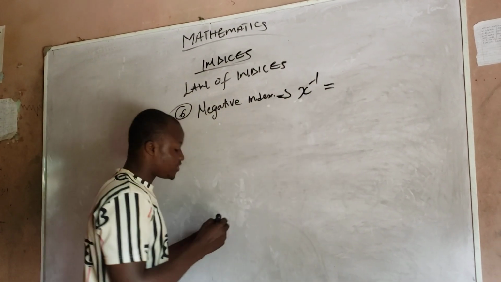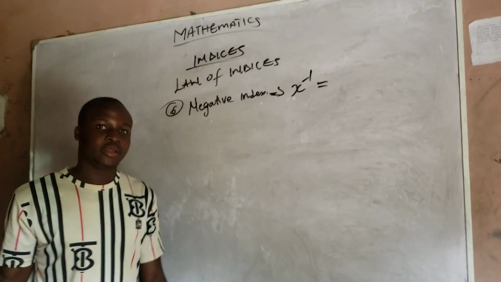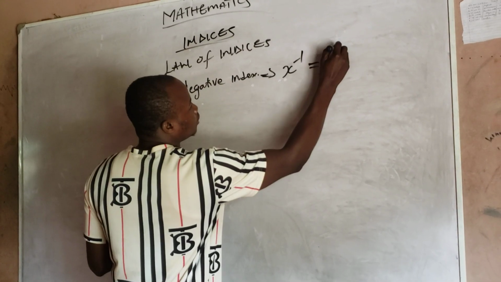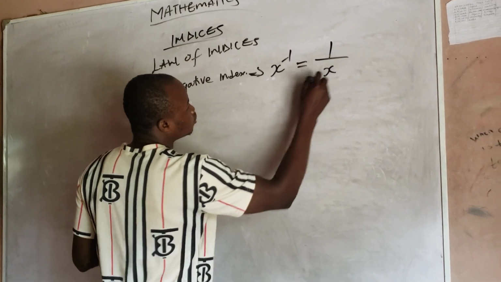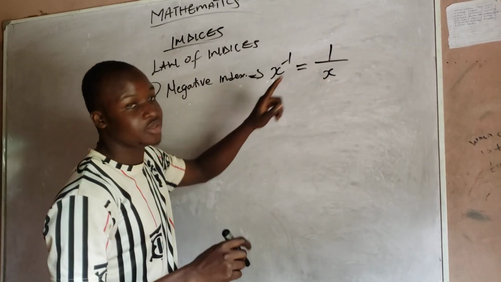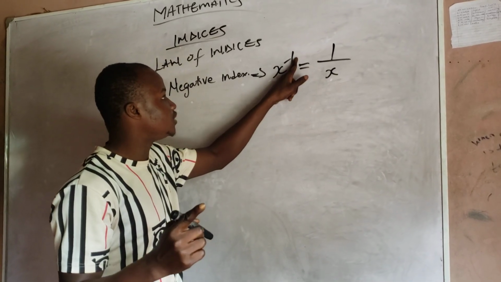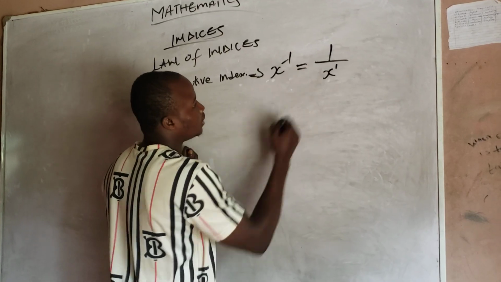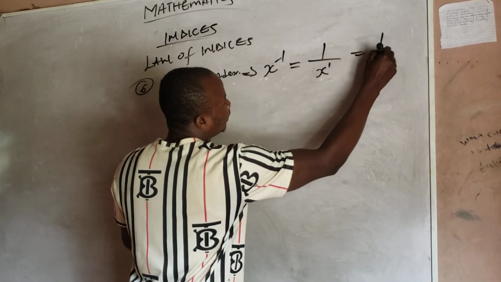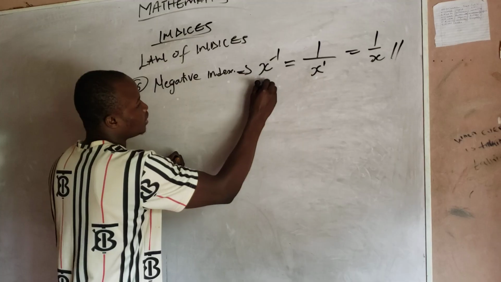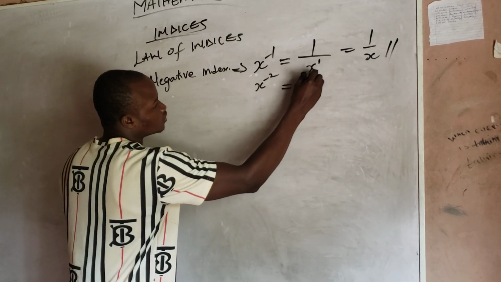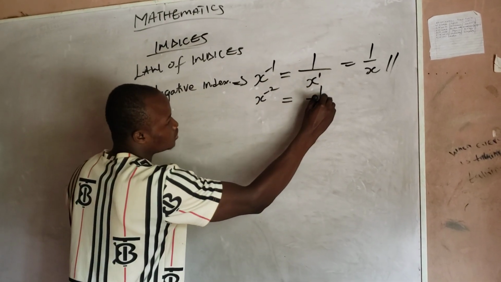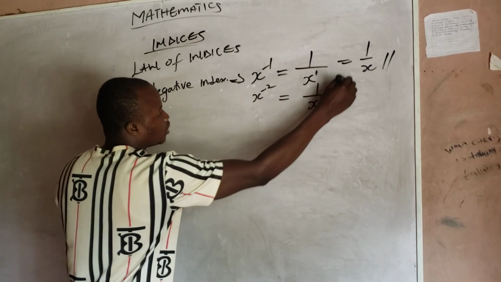The law says that whenever a number is raised to the power of a negative number, it becomes 1 over x, and the x takes the positive power instead of the negative one. The positive power of -1 is 1, so it becomes 1 over x. The same thing if you have x raised to the power of -2: it becomes 1 over x squared, since the positive power of -2 is 2.